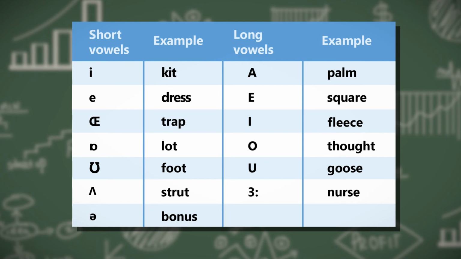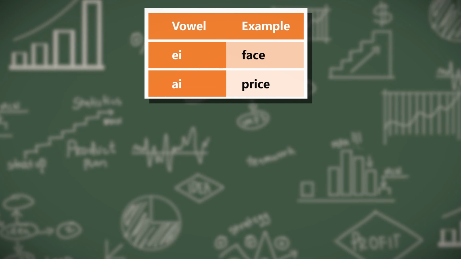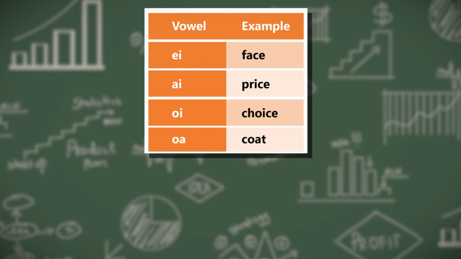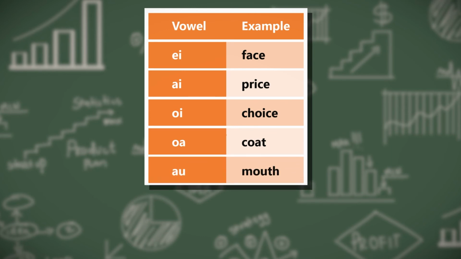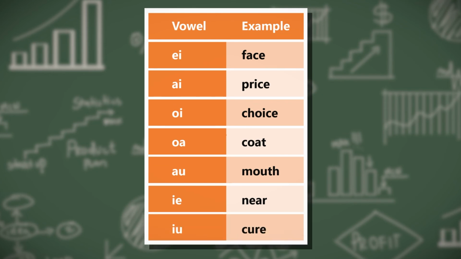Diphthongs are vowel phonemes produced by gliding from one vowel to another. The vowel A, example: face. The vowel I, example: price. The vowel OI, example: choice. The vowel OA, example: coat. The vowel OW, example: mouth. The vowel, example: near. The vowel U, example: cure.